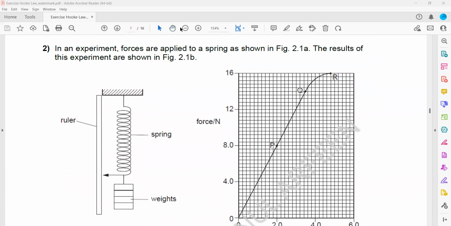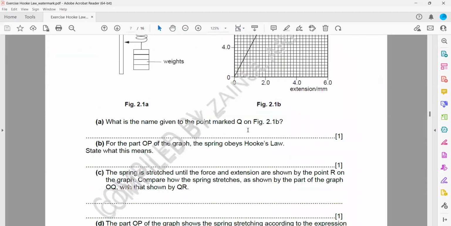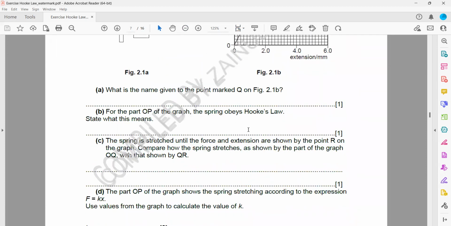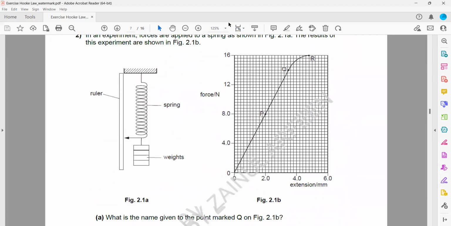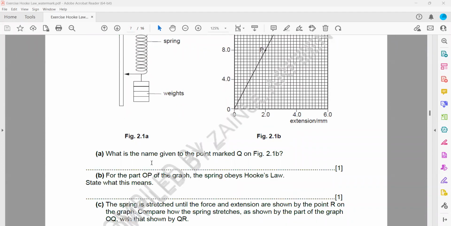In an experiment, forces are applied to a spring as shown. The results of the experiment are there. What is the name given to point Q? Point Q is the last point where it is obeying the straight line region. So we can say that is the limit of proportionality, or proportionality limit.